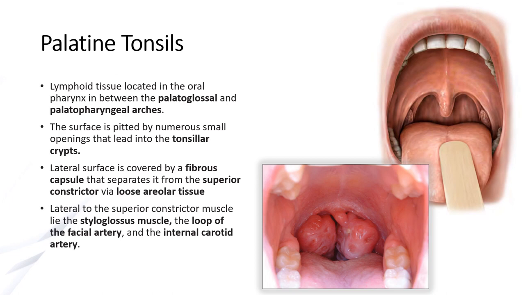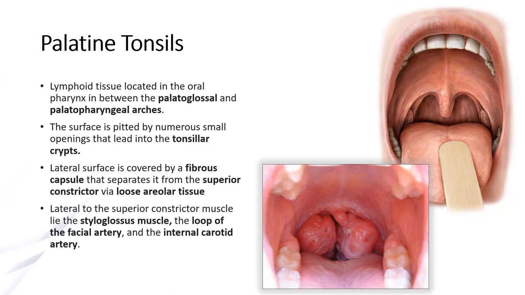So these are hypertrophic tonsils. Okay, and you can see the uvula in the middle. Okay, the lateral surface is covered by a fibrous capsule. It's this region right here, which we cannot actually see. And this capsule separates it from the superior constrictor, okay, via loose areolar tissue.